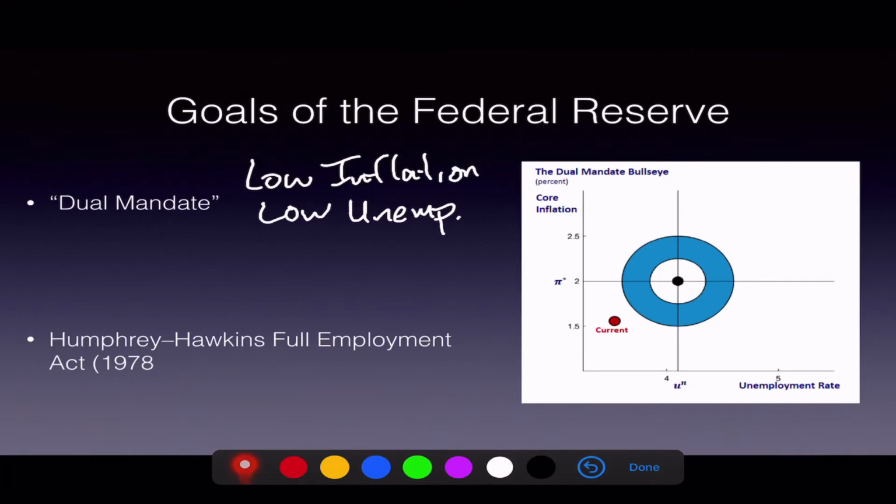We can see that right now, though, this is our current situation where our inflation is very low and our unemployment is also exceptionally low. Well, that's changed very recently, but as of about a month ago, our unemployment rate was very low, below, in fact, UN, which is, of course, the natural rate of unemployment. In addition to the dual mandate, the Federal Reserve also ascribes to the Humphrey-Hawkins Full Employment Act that also says that economic growth should be a goal for the macroeconomy. So really there are three goals the Federal Reserve has: low inflation, low unemployment, and economic growth.